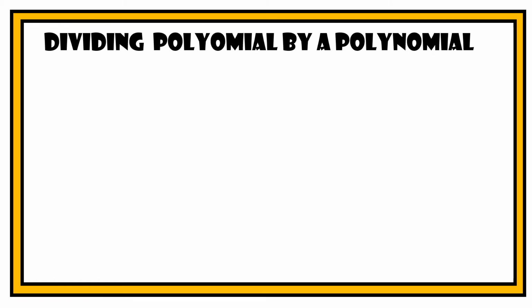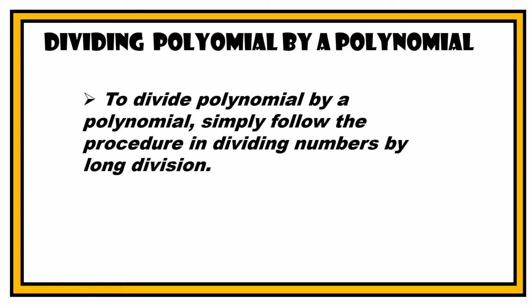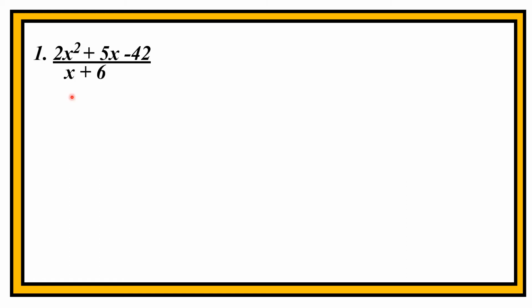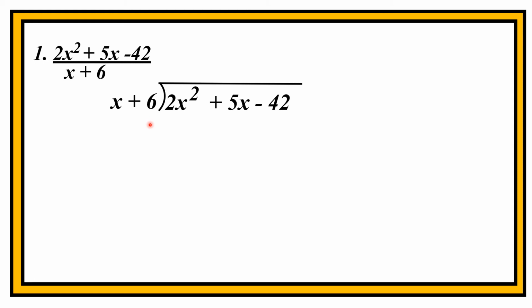Next is dividing polynomial by a polynomial. So to divide a polynomial by a polynomial, simply follow the procedure in dividing numbers by long division. Example number 1. 2x squared plus 5x minus 42 divided by x plus 6. So, kailangan sulat muna natin sa long division form na yung mga terms ay naka-arrange in descending order. So, we have 2x squared plus 5x minus 42 divided by x plus 6.